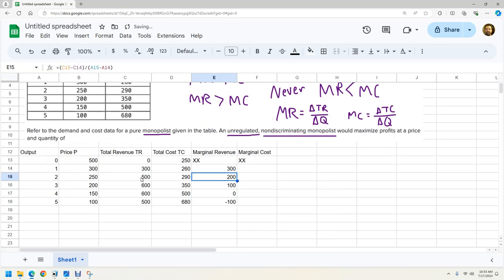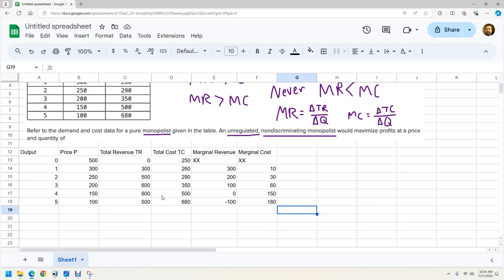So you can see the difference here is 200, and these are positive, and then down here it's negative, so this is decreasing. Okay, then I'm going to do the same thing with marginal cost, except I'm actually going to skip that step where I'm dividing by the quantity because there's not really a point to it. So I'm just going to say this minus this because I'm dividing by one. Okay, so now I have my marginal revenue, my marginal cost.